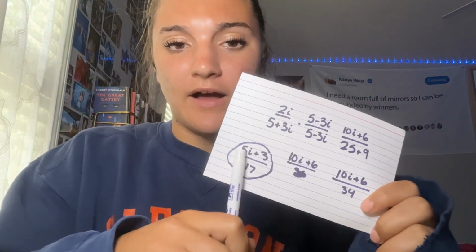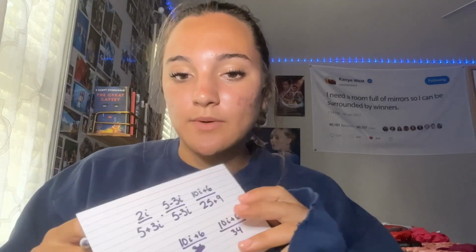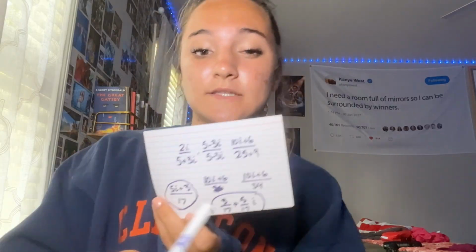10i plus 6 over 34. I think it's divisible by something. So you can divide everything in this expression by 2. So you have 5i plus 3 over 17. This would be your answer, but hold on. Since the real numbers and the imaginary numbers are not the same thing, you have to separate them. So it'd be 3 over 17 plus 5 over 17 i. I'm pretty sure that is the correct format to write it in.